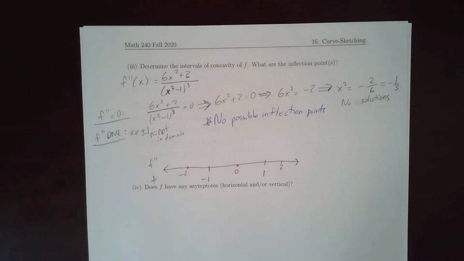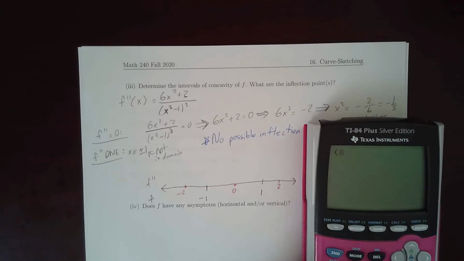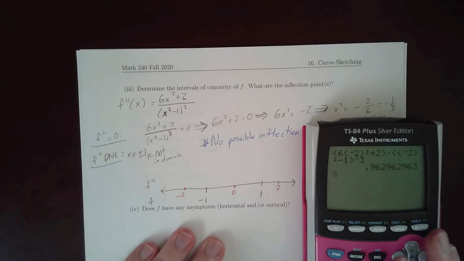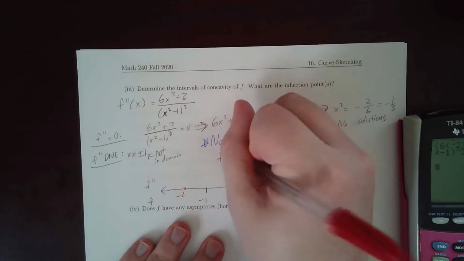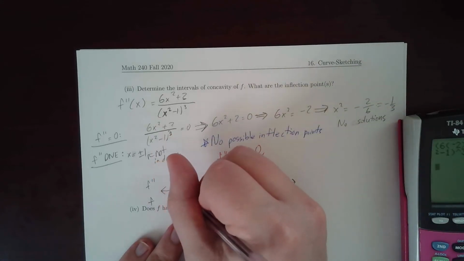So we should plug into our second derivative here, and our second derivative is 6x, which if we plug in -2 first, will be -2 squared plus 2 divided by -2 squared minus 1, all raised to the third power. So the important thing here is that the second derivative at -2 is positive. So that means we are concave up.